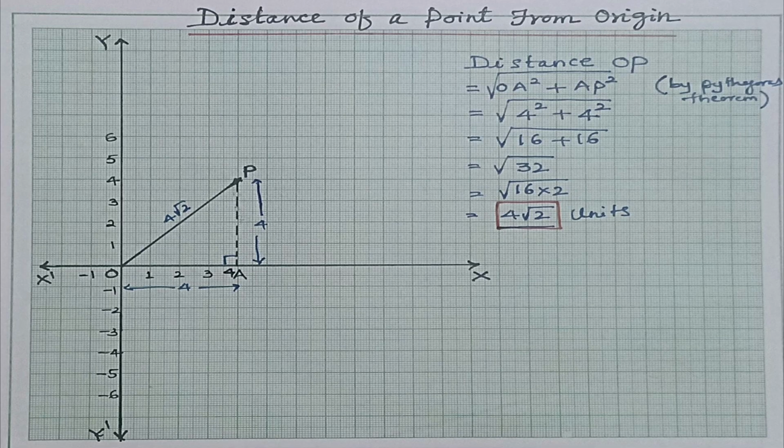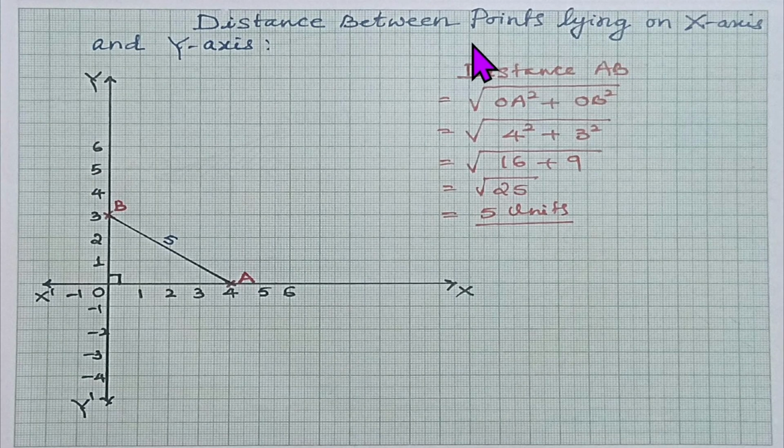Remember that. Now coming to the next point, the distance between points, where one point is lying on x-axis and another point is lying on y-axis. So let us take this example. A is a point on x-axis, B is a point on y-axis. We want to find the distance AB. Now to find the distance AB, again if you see here, AOB is a right angle triangle.